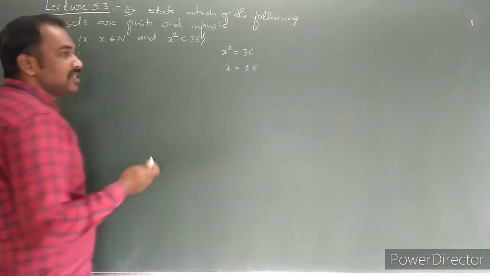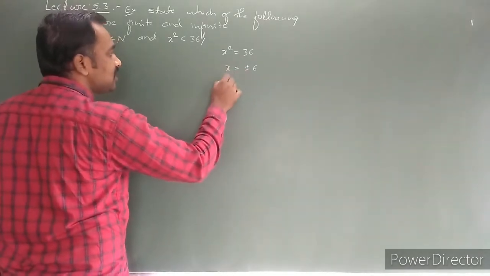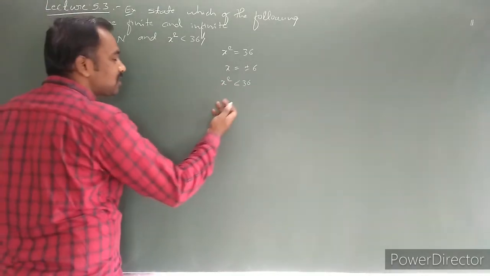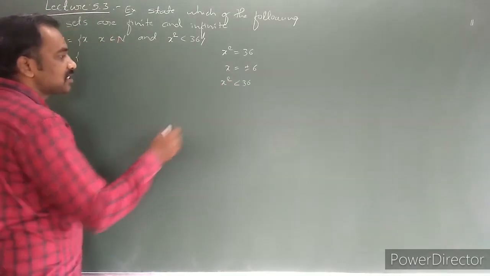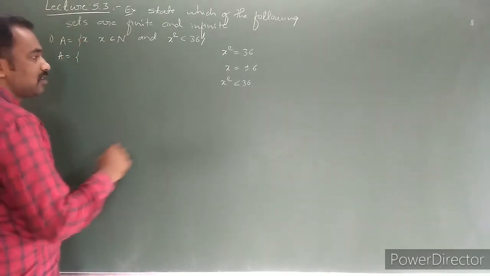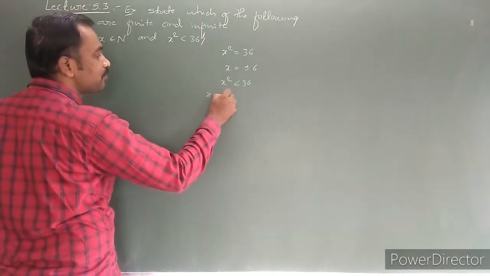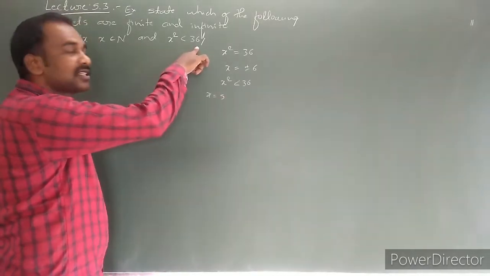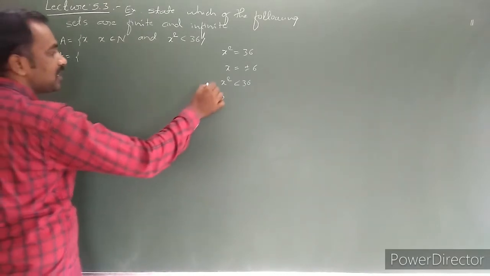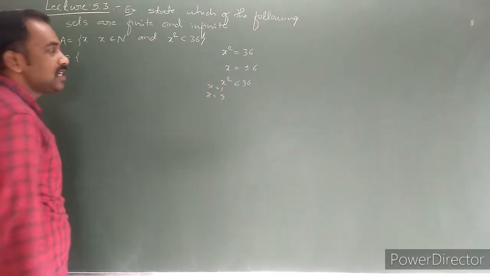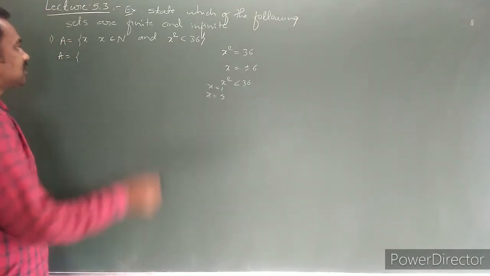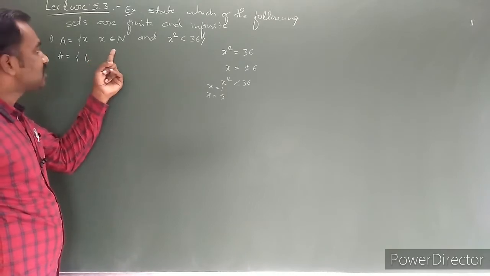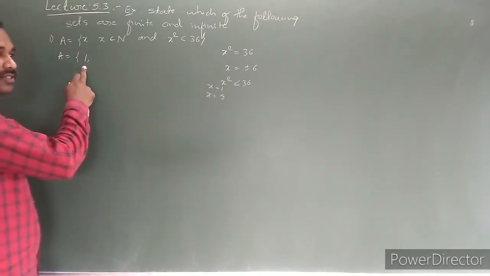But here the x square value is less than 36. Whatever x value we take, after squaring, that value must be less than 36, and x must be a natural number. Can I take x as 5? 5 square is 25, and 25 is less than 36. Yes. And x is equal to 1: 1 square is 1, and 1 is less than 36. So 1 is a possible value. 0 is not possible because x is a natural number, and natural numbers start with 1.